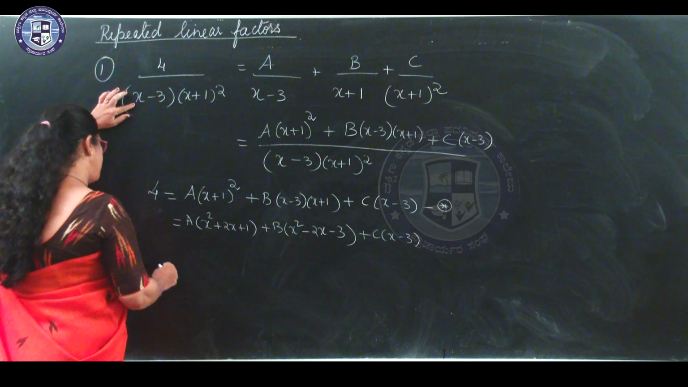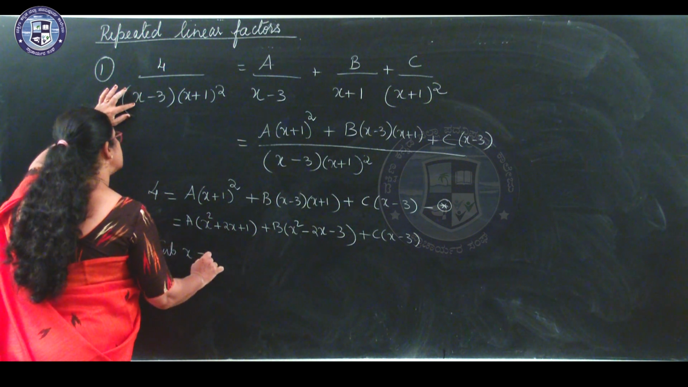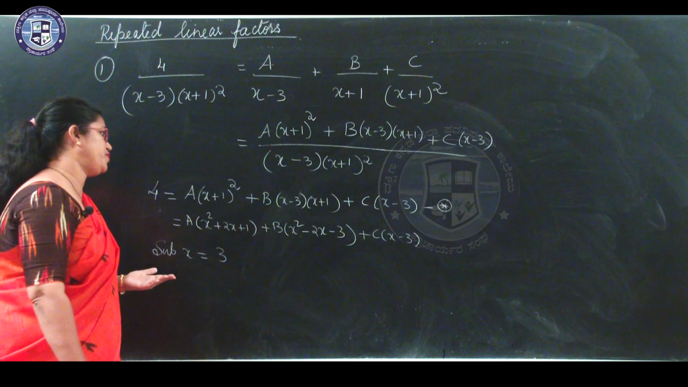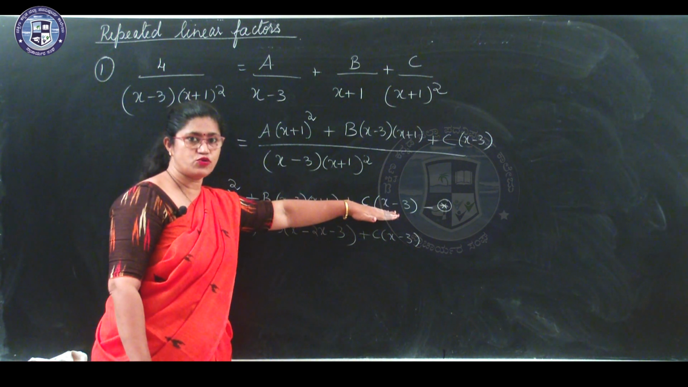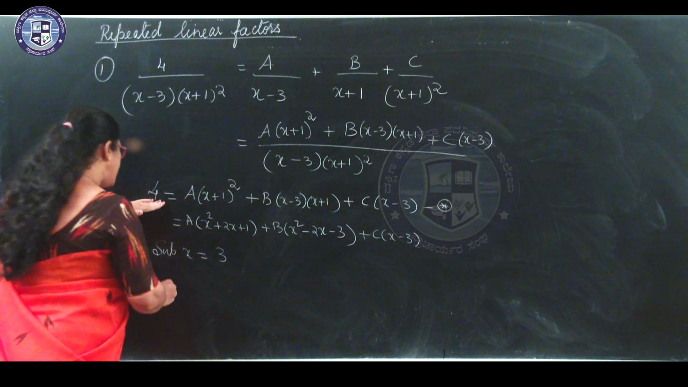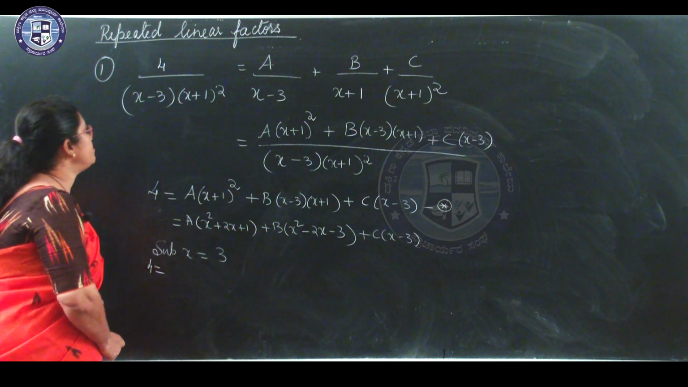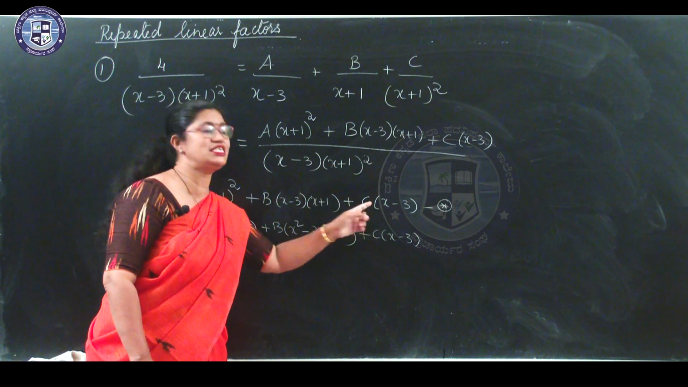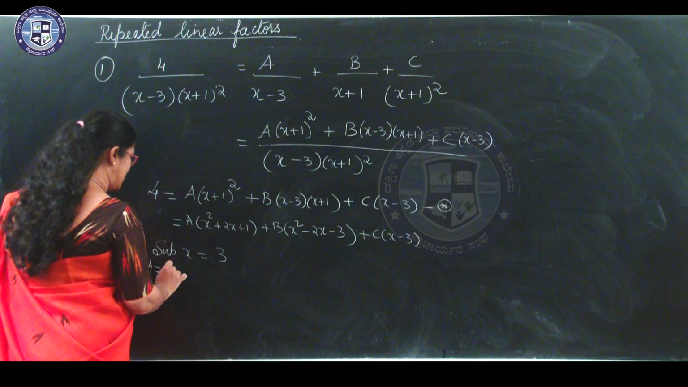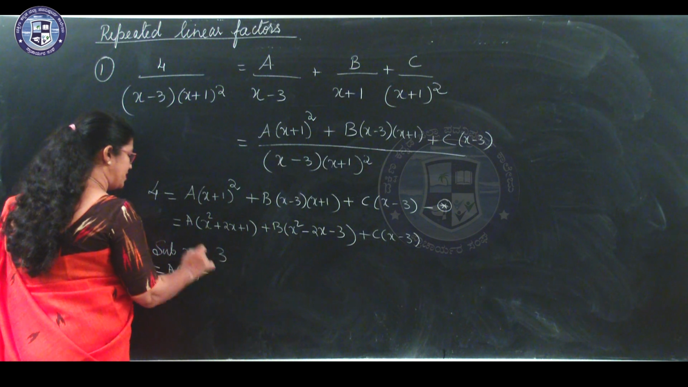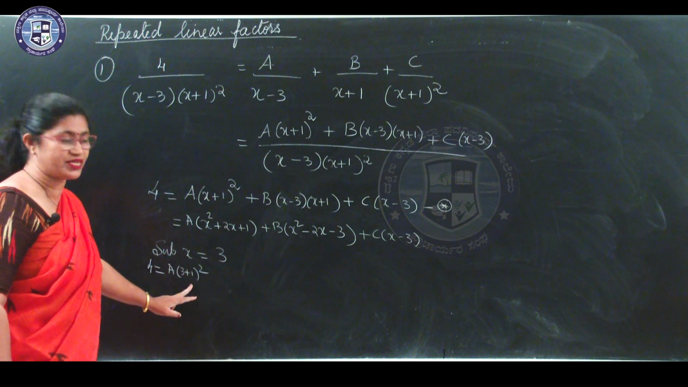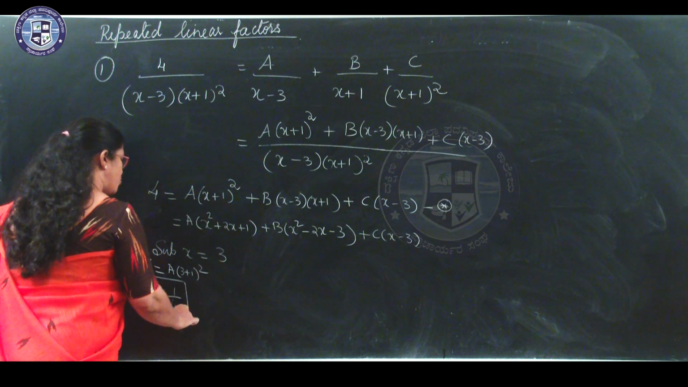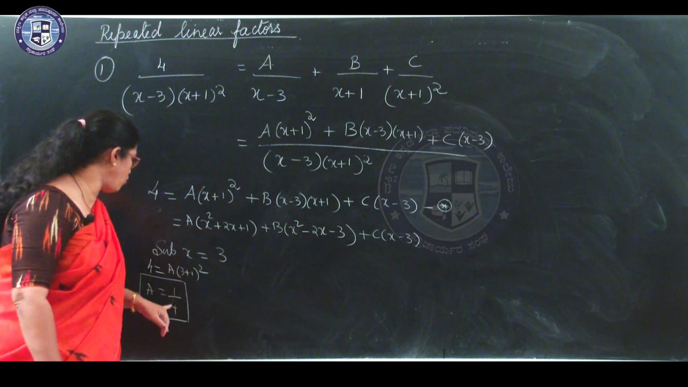Now, we will come back to our same method, substituting x is equal to 3. When I substitute x is equal to 3, what do we get? I will substitute in star itself. So, when I substitute x is equal to 3, left hand side is 4, whichever factor has (x minus 3), those terms will become 0. So, B will become 0, C also will become 0. So, directly I can get A is equal to (3 plus 1) the whole square, that is 4 square, 16. So, you get A is equal to 4 by 16 or 1 by 4. So, directly I got the value of A.